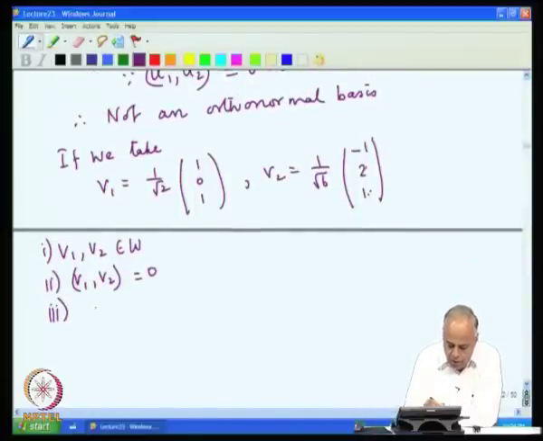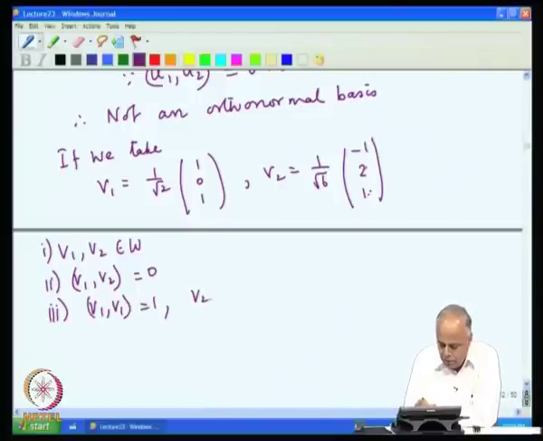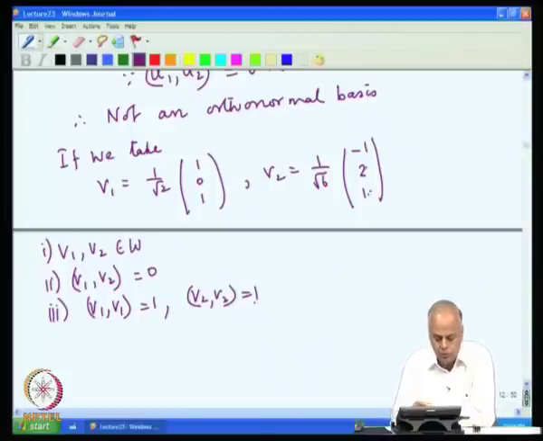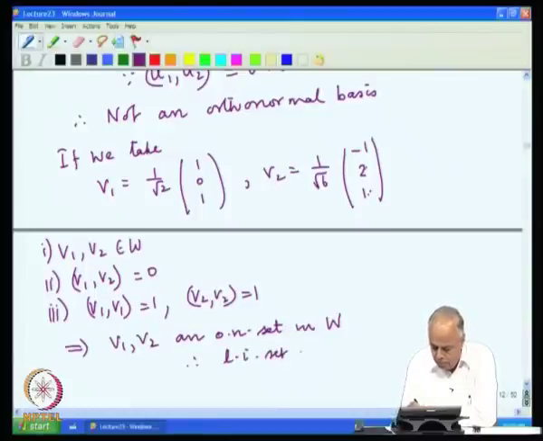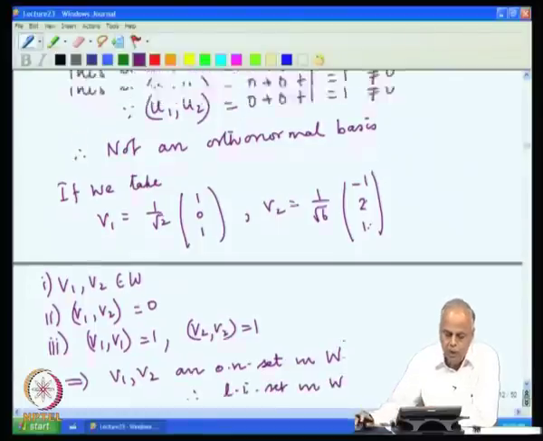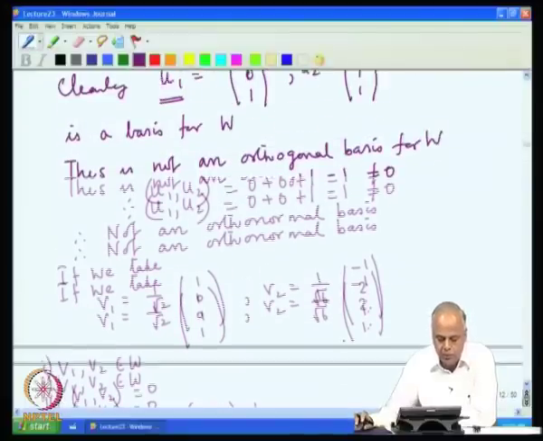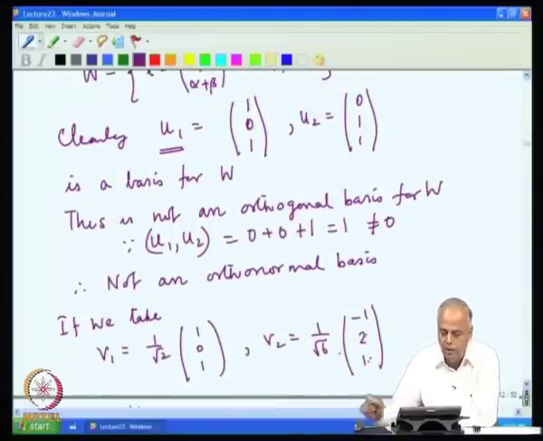Thirdly, we observe that the length of V 1 is 1 and the length of V 2 is 1, and therefore, V 1, V 2 is an orthonormal set in W, and therefore, a linearly independent set in W. Since u 1, u 2 is a basis for W, as we have seen, the dimension of W is 2.